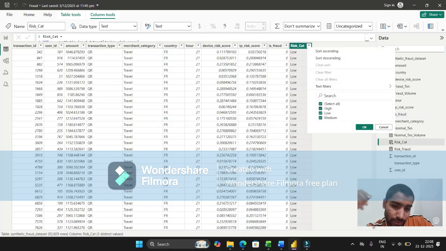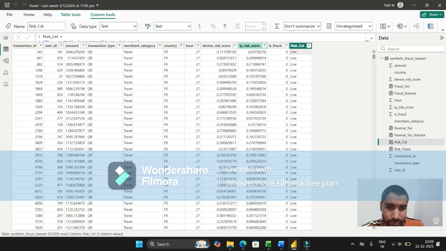These are the logical rules. Suppose we want to mark a highly risky transaction with a score above 85, on the basis of both columns, device risk score and IP risk score. If either one is above 85, then we mark it as high risk. For low risk, we will use about 75, and for medium, about 50. So let me show you the DAX formula.